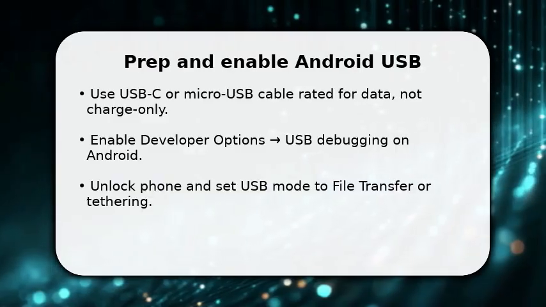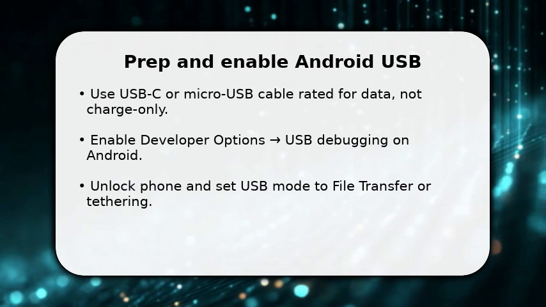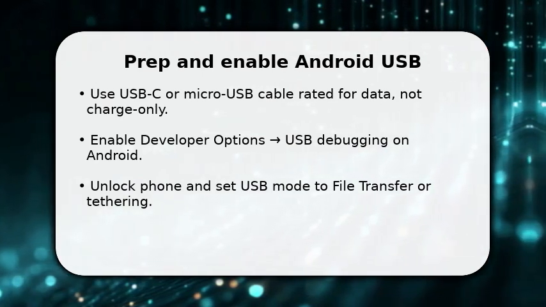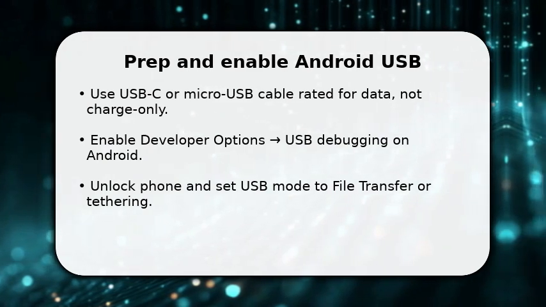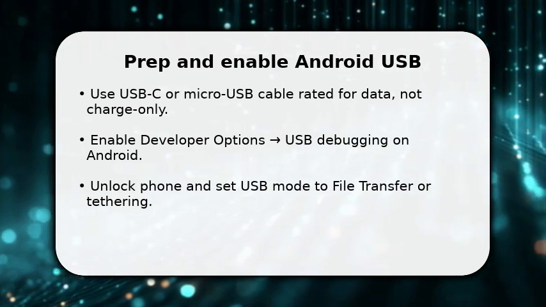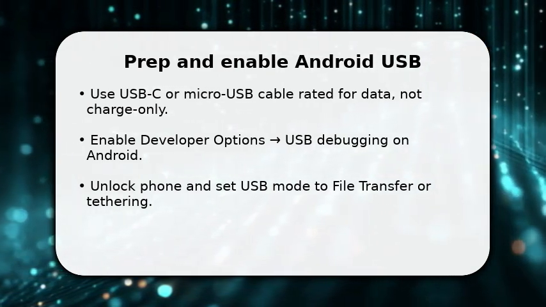Start now by plugging a data-capable USB cable between your Android and Mac. You must enable developer options and turn on USB debugging so the Mac can negotiate network access. This avoids permission blocks. On the phone, swipe down and select the USB mode.